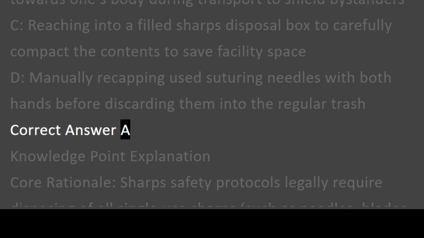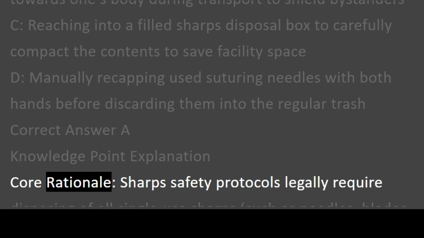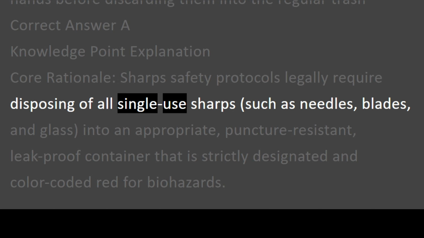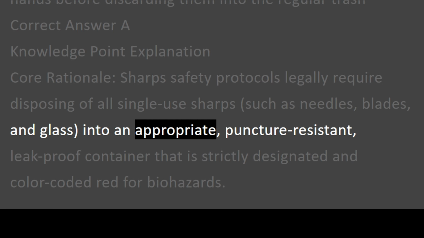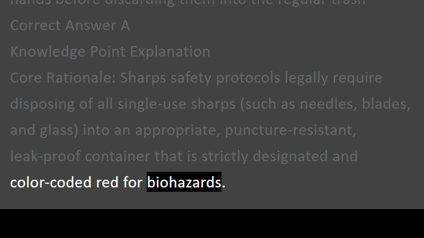Correct answer A. Knowledge point explanation. Core rationale. Sharps safety protocols legally require disposing of all single-use sharps, such as needles, blades, and glass, into an appropriate, puncture-resistant, leak-proof container that is strictly designated and color-coded red for biohazards.